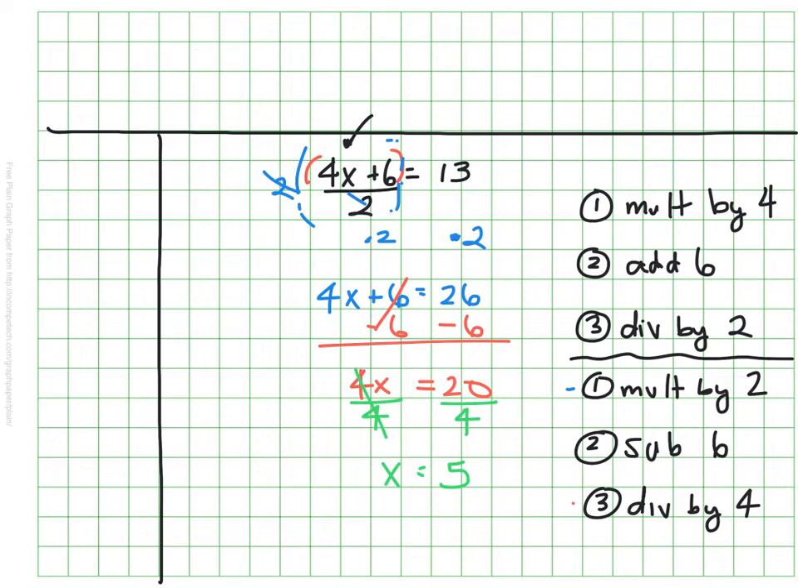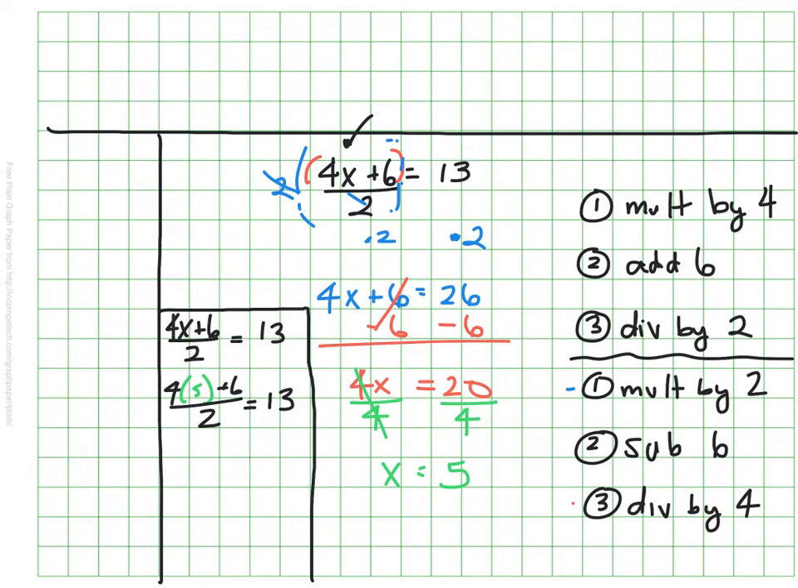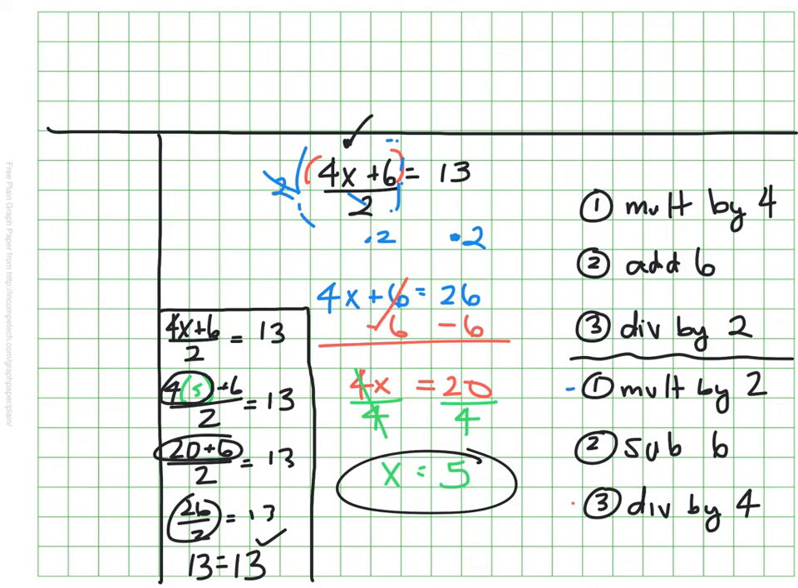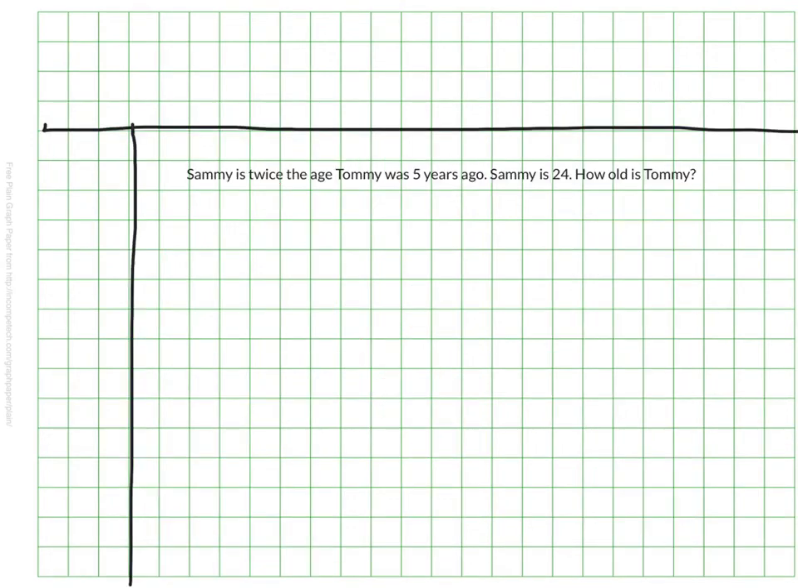But of course I will substitute it to check. So I substitute my 5 where the x is, and if I do my order of operations, I would, on top of my division bar here, multiply, and I get 20 with my 6 still up there. And then my addition would be 26. And of course, when I finally get to do my last step of dividing, I know that 13 equals 13. It works out. So I'm confident that my answer is correct. x is 5.